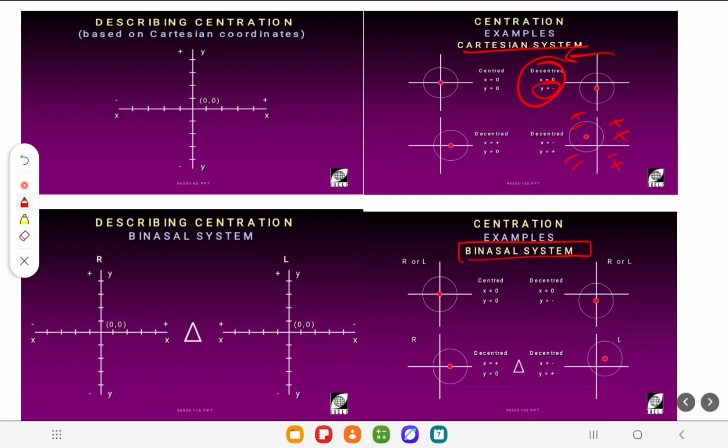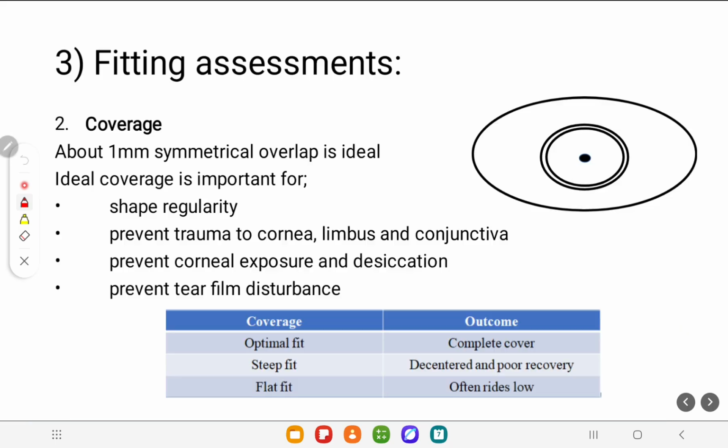If the contact lens descended towards the nose, or nasally, for this example it's written x is plus. We do not think like a Cartesian system. If the contact lens moves away from the nose, towards the temporal side, for this example x is negative. That's the difference between the Cartesian system and the binasal system. Just remember this. Okay, so let's move further.